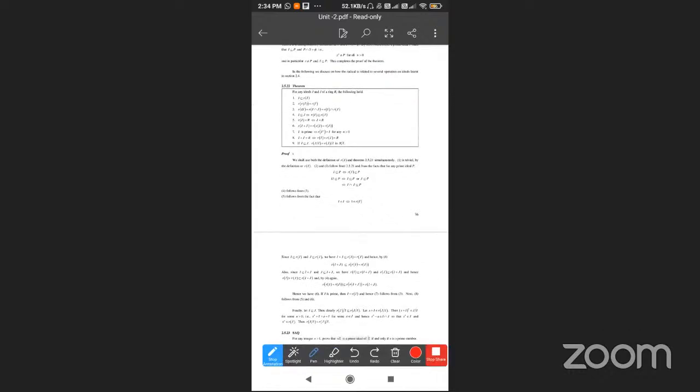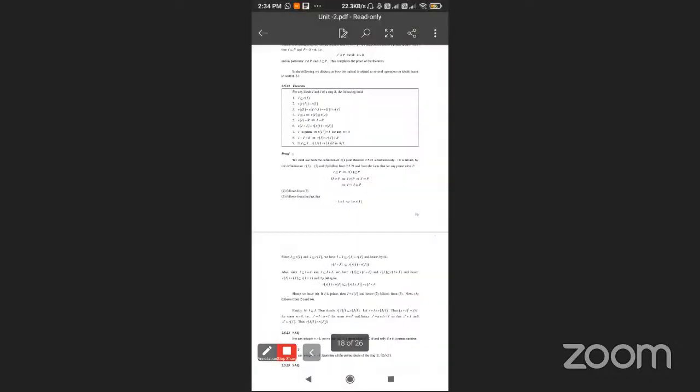For any ideals I and J of a ring R, the following rules hold, parts 1 to 7. The first part is: I is contained in the radical of I, and the radical of the radical of I is contained in the radical of I.